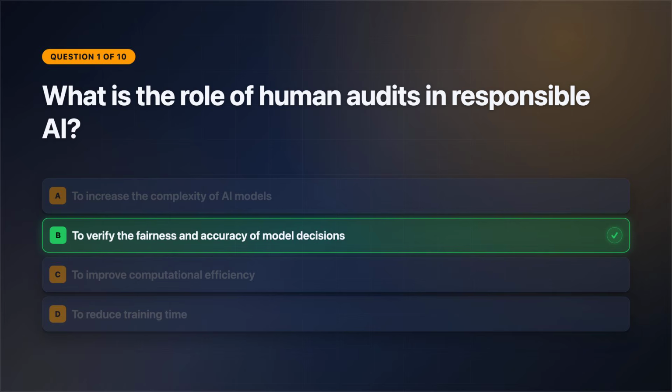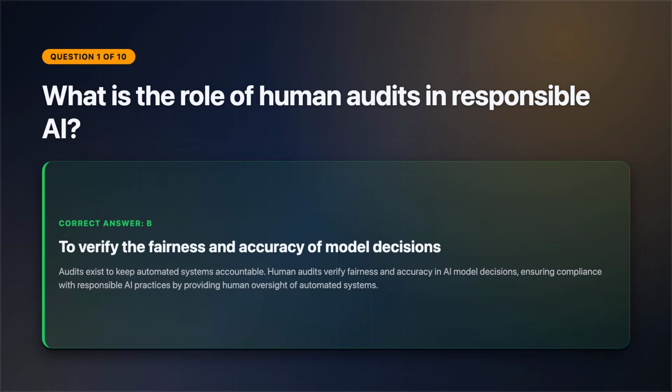The correct answer is option B. Audits exist to keep automated systems accountable. Human audits verify fairness and accuracy in AI model decisions, ensuring compliance with responsible AI practices by providing human oversight of automated systems.